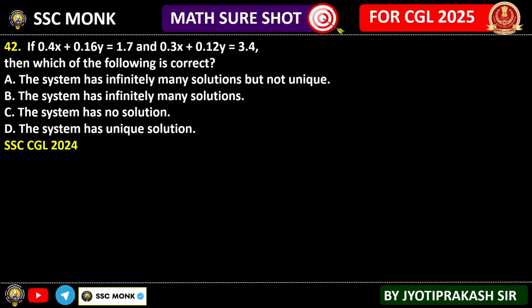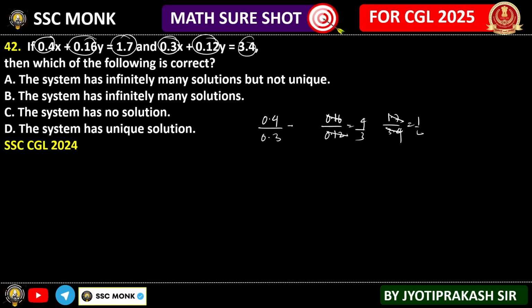Next, if 0.4x plus 0.16y is equal to 1.7 and 0.3x plus 0.12y is equal to 3.4, then which of the following is correct? See, here this is A1, this is A2, this is B1, this is B2, this is C1, and this is C2. A1 by A2 is not equal to B1 by B2. This means 0.4 by 0.3, 0.16 by 0.12, 1.7 by 3.4. This can be written as 1 by 2. This can be written as 4 4s are 16, 4 3s are 12, or this is the same as 4 by 3. That means A1 by A2 is equal to B1 by B2, which is not equal to C1 by C2. That means they will have no common solution.